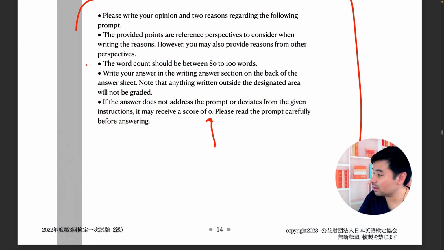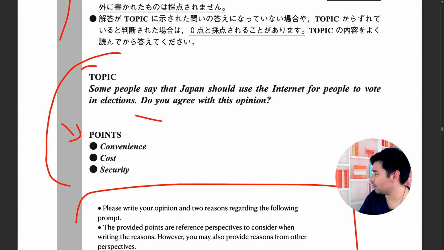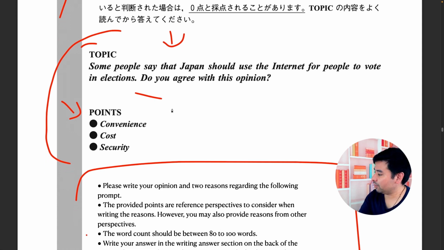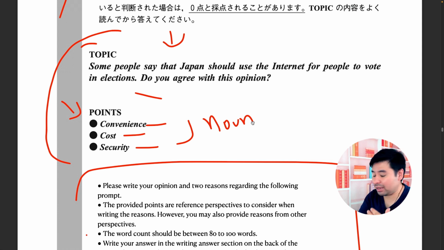And now, as we get it more clear, let's read what the prompt is. The topic of the writing is here, right? You can see that. Some people say that Japan should use the internet for people to vote in elections. Do you agree with this opinion? Yes or no? And then points: the convenience, the cost, and the security. Remember that these words are like nouns, okay? So he's not saying that it's convenient to do that.